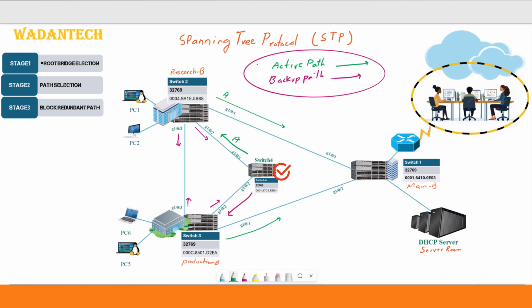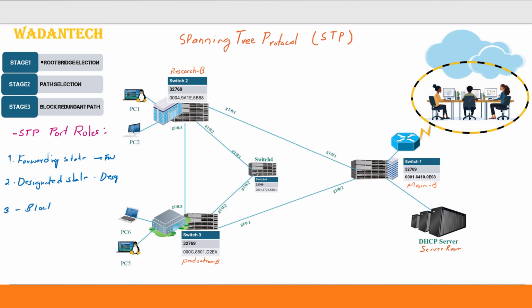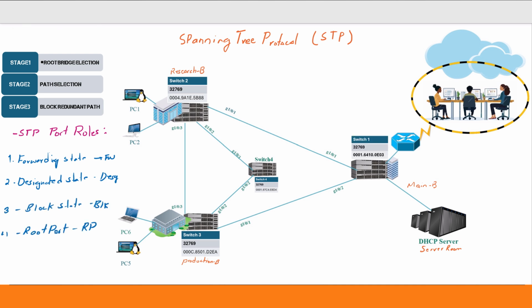Now it's time to go deeper to understand STP port roles and statuses. We have 4 port types in STP, or spanning tree protocol: forwarding state, designated state, blocking state, and root port. First, all connected ports on the root switch are going to be designated. I mean Gig 0/1 and Gig 0/2 in switch 1 are going to be in the designated role.